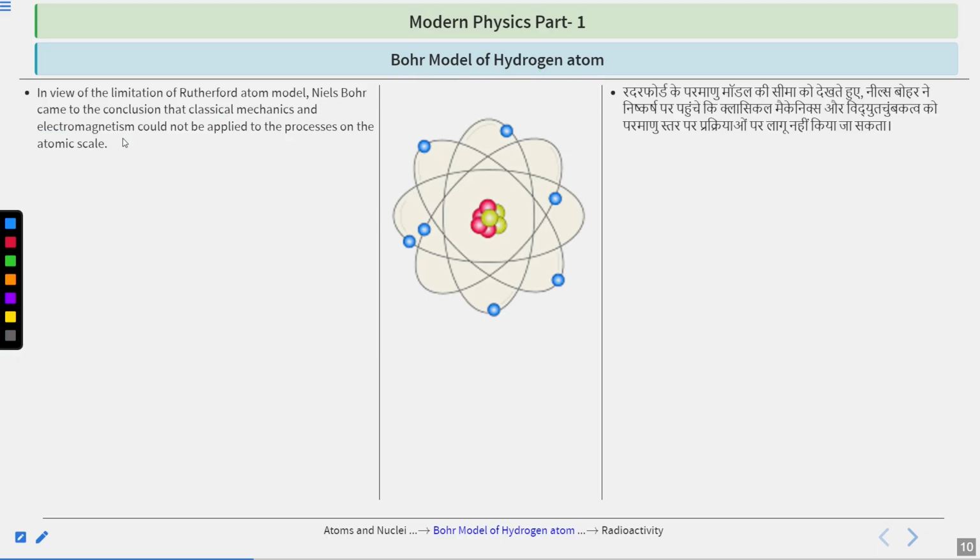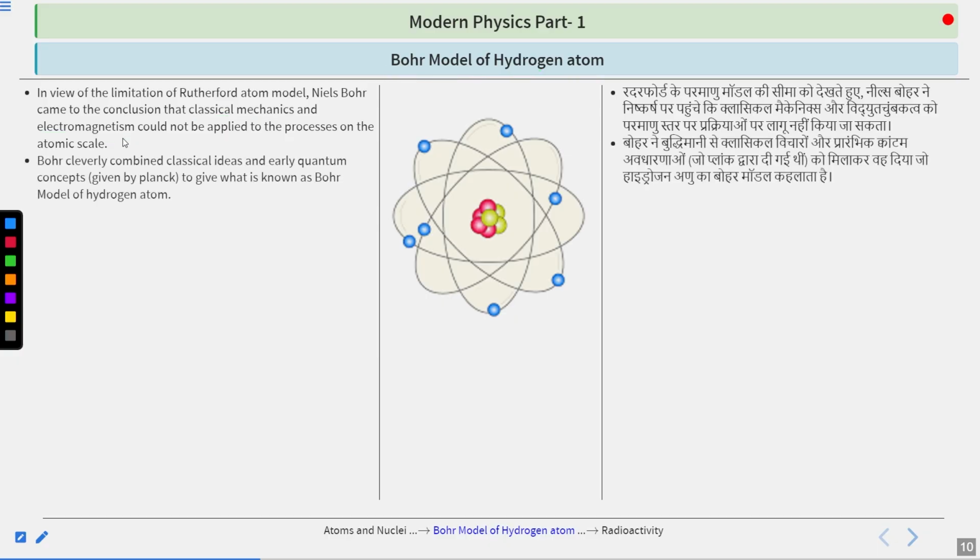First thing, he did this. Bohr cleverly combined the classical ideas and the early quantum concept given by Max Planck's quantum theory to give what is now known as the Bohr model of hydrogen atom. Following are the three basic postulates of this model that he gave.